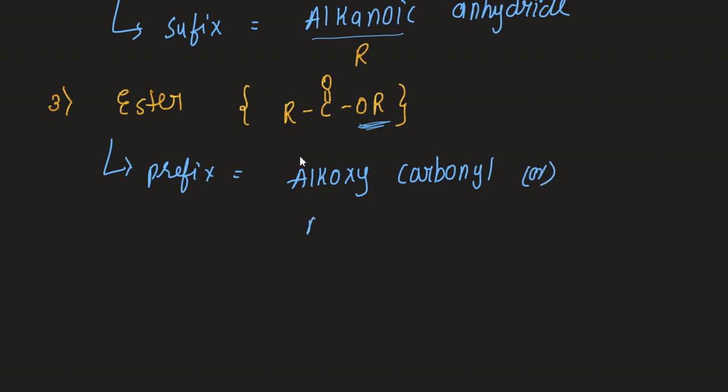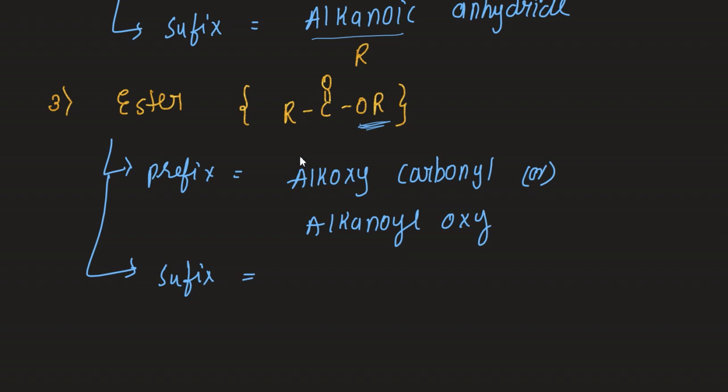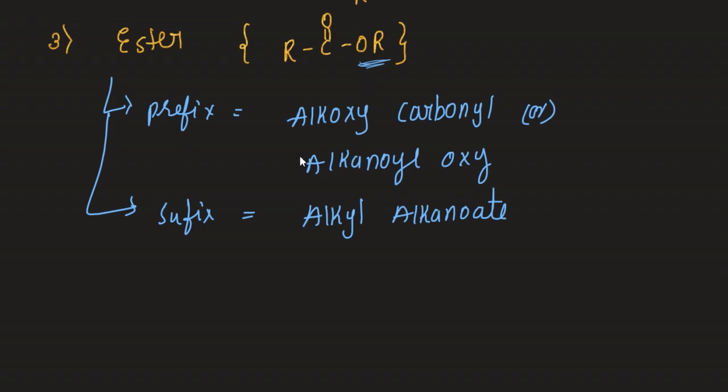Or you can use the term alkanoyloxy. Next, whenever it is acting as a suffix, its name is alkyl alkanoate. Don't worry. Starting it with you may feel a little bit difficult, but when we go on doing the questions, you will get habituated to writing everything.